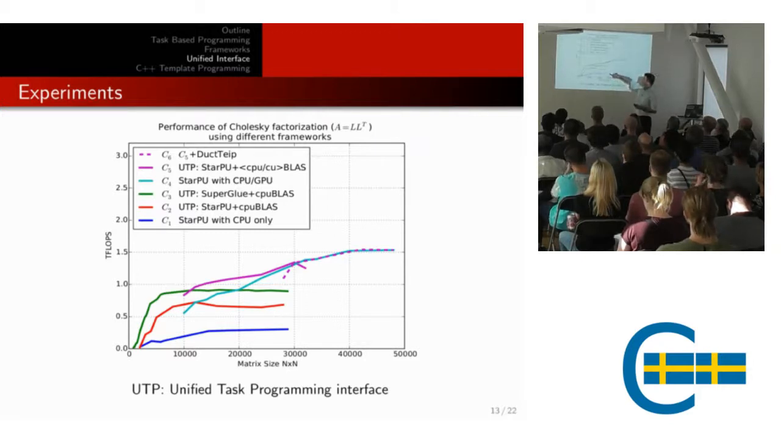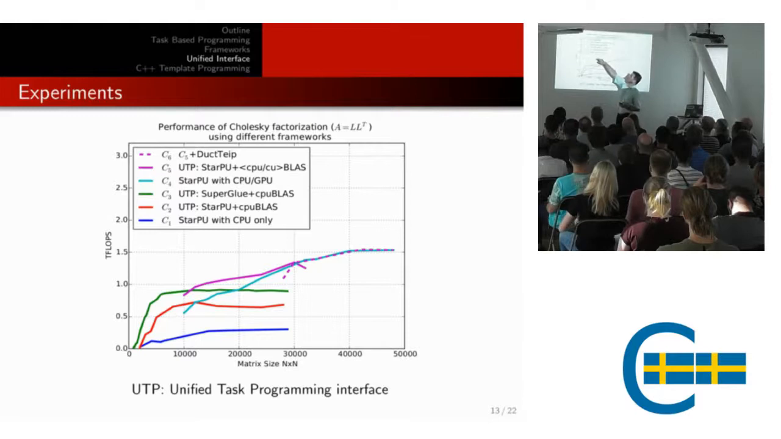And in this C1 configuration, I can also use the same StarPU with the CPU BLAS library for the one-CPU case. And I can get much better performance because of, for example, the memory allocation, the partitioning and hierarchical things that are already available in the UTP unified interface programming. And if I change StarPU to SuperGlue, it doesn't matter why it is better.